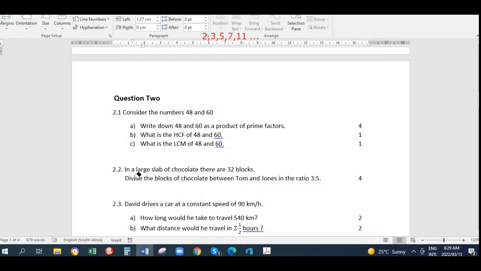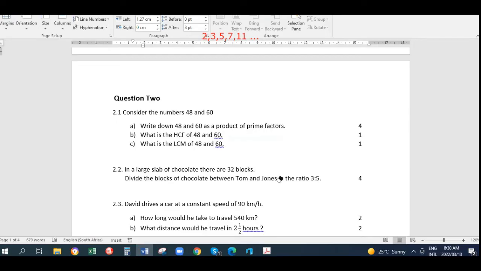This has to do with ratio. Right? In a large slab of chocolate, there are 32 blocks. Divide the blocks of chocolate between Tom and Jones in the ratio 3:5. Now, when you're dividing, it means you're sharing between Tom and Jones. Now, in the ratio 3:5. So how many parts of chocolate do we have? We've got 32 blocks. That is actually 8 parts. 3 plus 5 is 8. There's 8 parts of chocolate in the 32. And we need to give 3 parts to Tom and 5 parts to Jones.